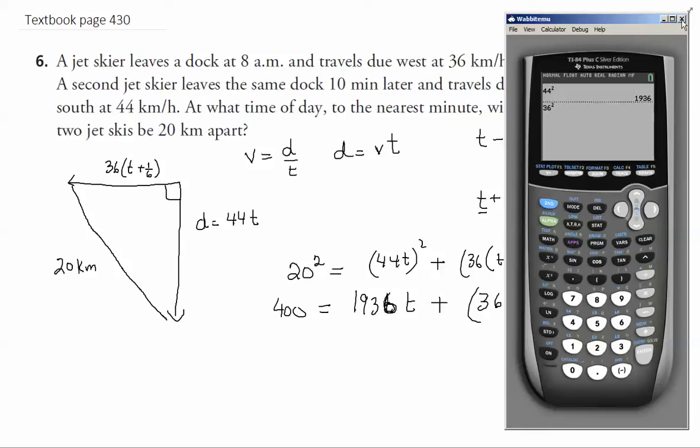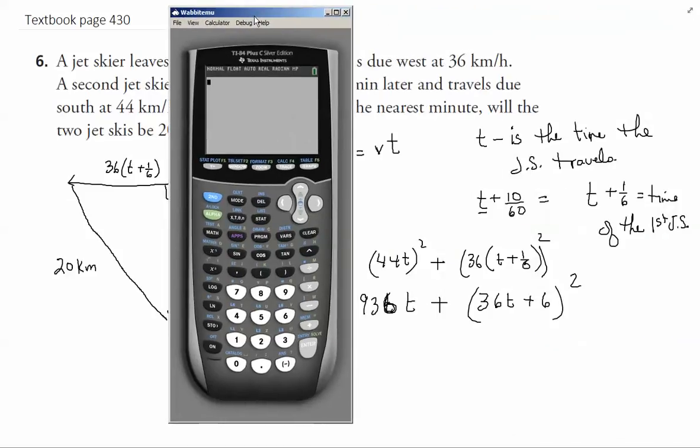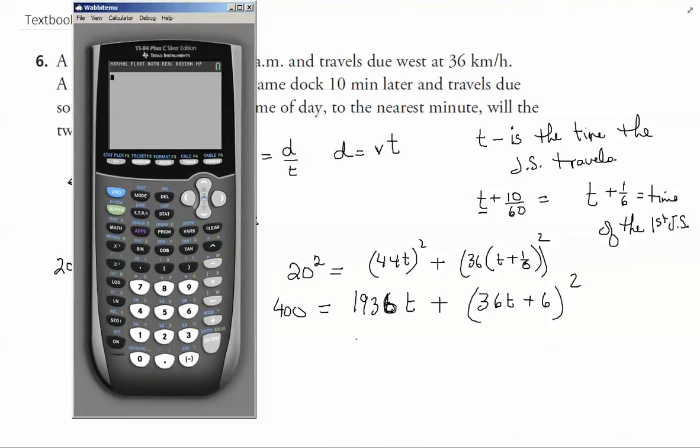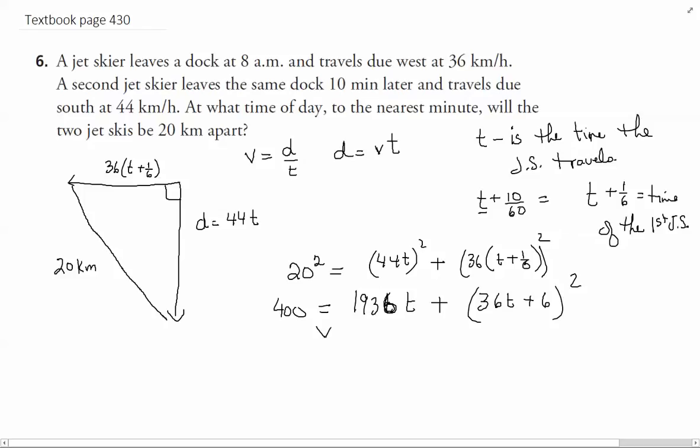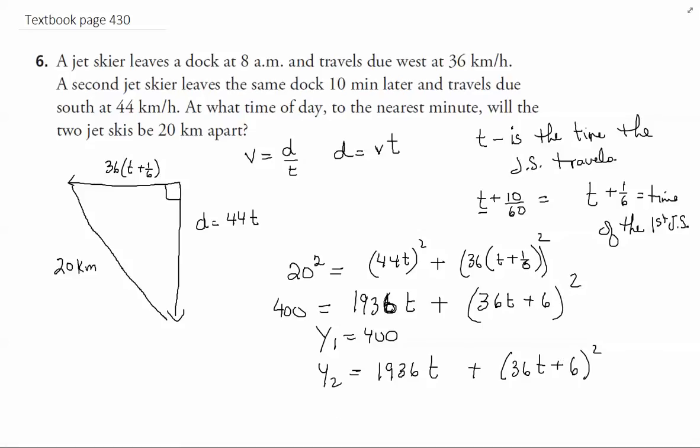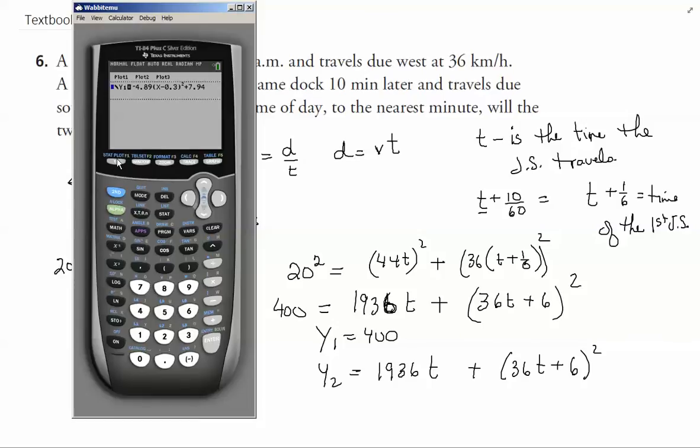Actually, I'm going to leave that exactly how it is, and we're going to solve using graphing, another technique for graphing. Just move my graph over here, calculator over there. I can do my y1 is equal to 400 and y2 is equal to 1936t plus 36t plus 6 squared. So let's graph those. I'll clear out the graph I had previously.